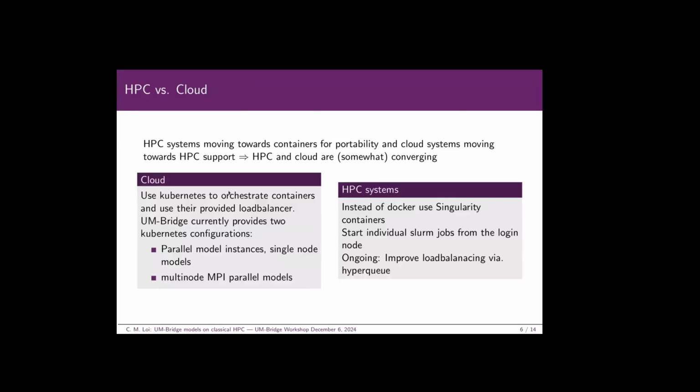Yeah, so in the cloud, we use Kubernetes to orchestrate the containers and have a load balancer to distribute the client requests to the parallel models. Whereas in the HPC system, we'll use Singularity instead of containers for various security reasons. And what we'll do is launch Slurm jobs from the login node. And additionally, we need our own load balancing solution through HyperQ, which again, I'll talk about more later.